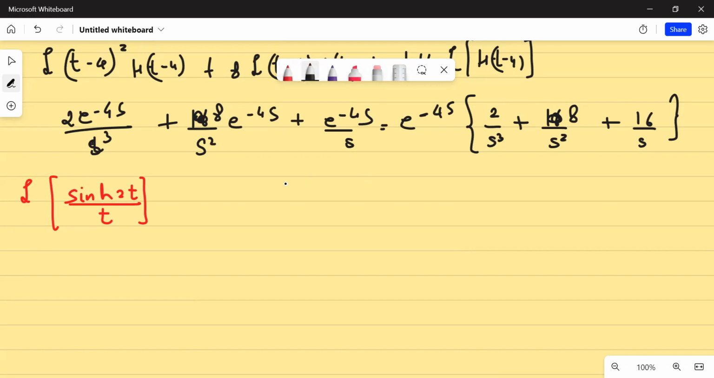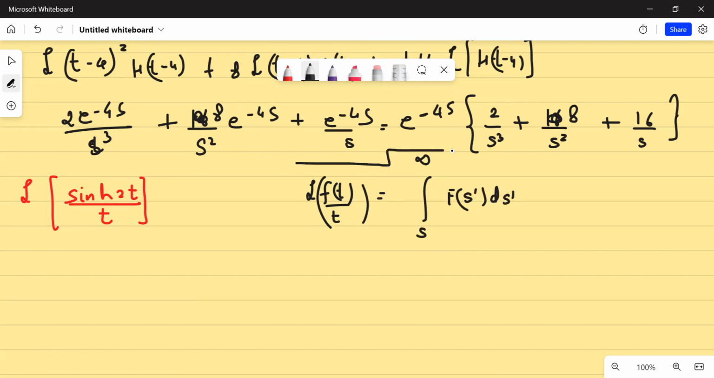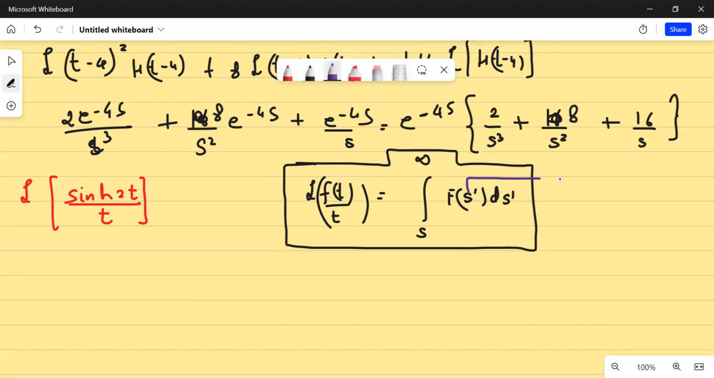So how to go about this problem? See, I know that, so I taught you one thing, that Laplace transform of f(t) upon t is simply integration s to infinity F(s') ds', where F(s) is simply the Laplace transform of f(t), right?